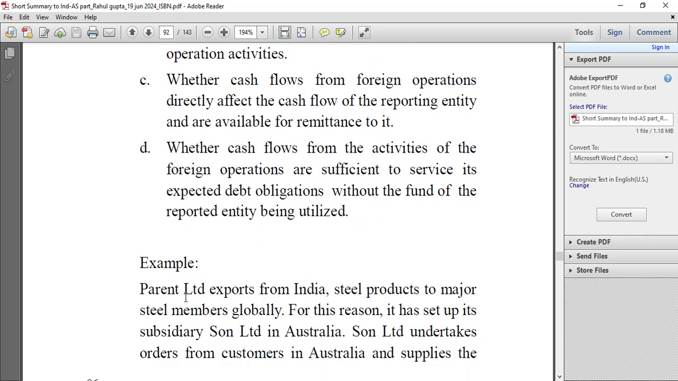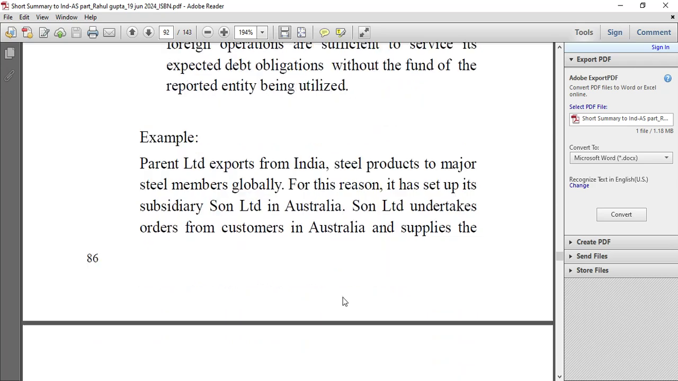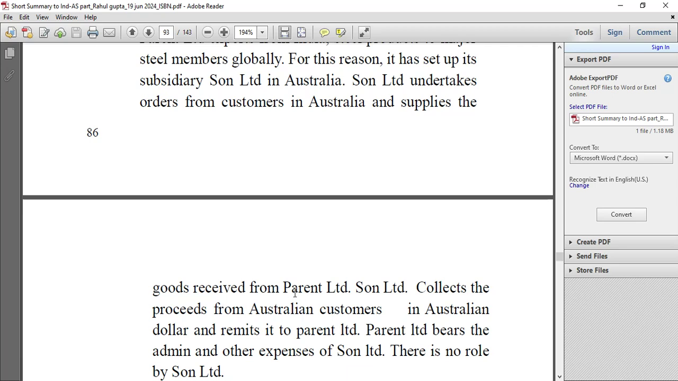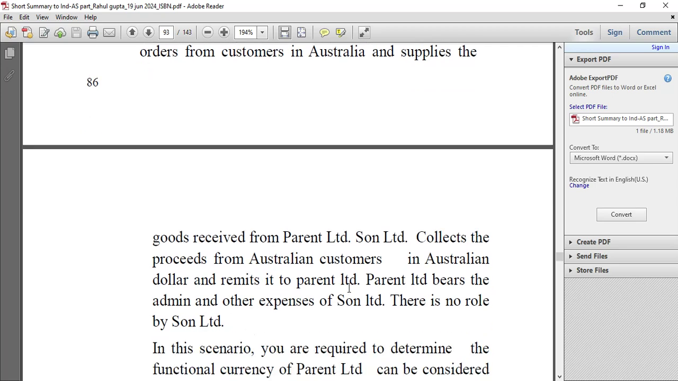Example: Parent Limited exports steel products from India to major steel markets globally. For this reason, it has set up its subsidiary Sun Limited in Australia. Sun Limited undertakes orders from customers in Australia and supplies the goods received from Parent Limited. Sun Limited collects the proceeds from Australian customers in Australian dollars and remits it to Parent Limited. Parent Limited bears the admin and other expenses of Sun Limited. There is no role played by Sun Limited.